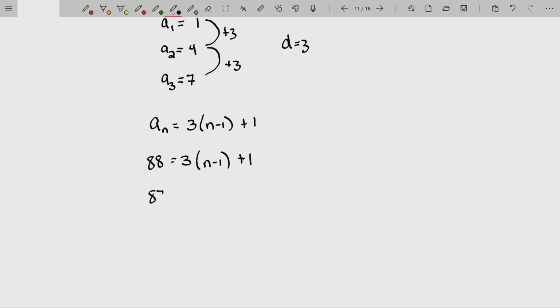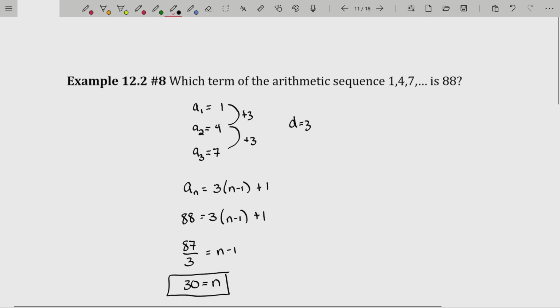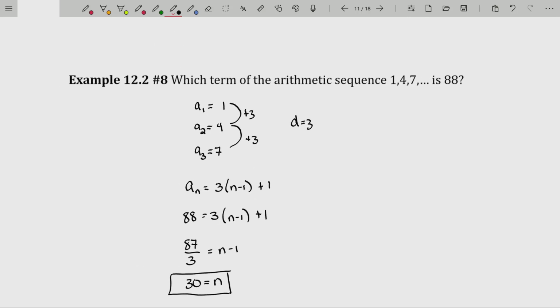Subtract 1 from both sides, divide both sides by 3, and what do we get? n minus 1 equals 87 divided by 3, which is 29. And add 1 to both sides, you get 30. Perfect. That is beautiful. So, to answer the question, which term of the arithmetic sequence is 88? Well, it's the 30th term of that arithmetic sequence.